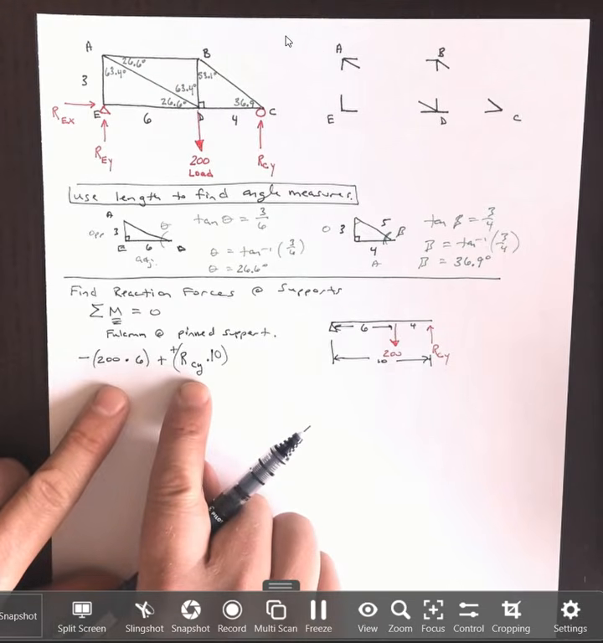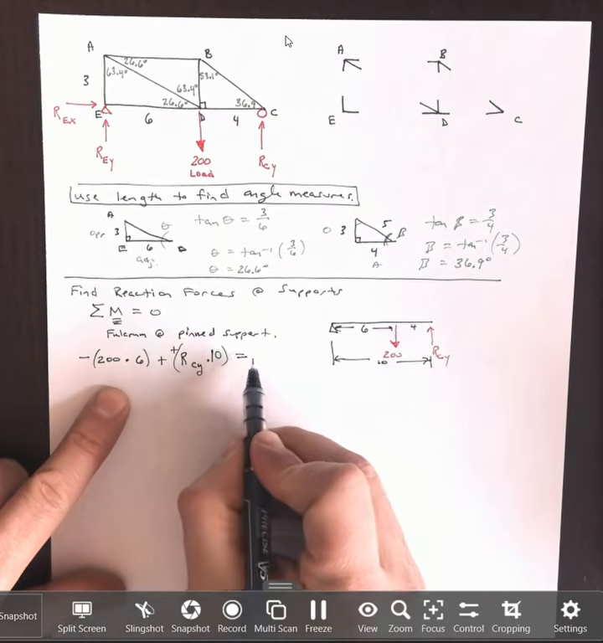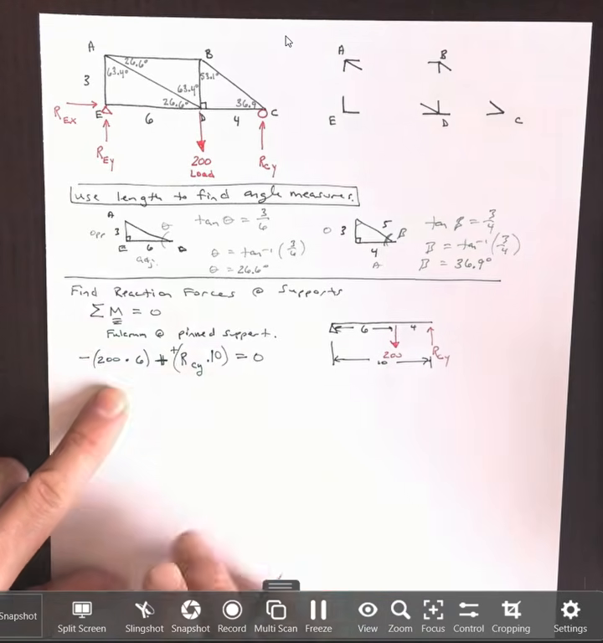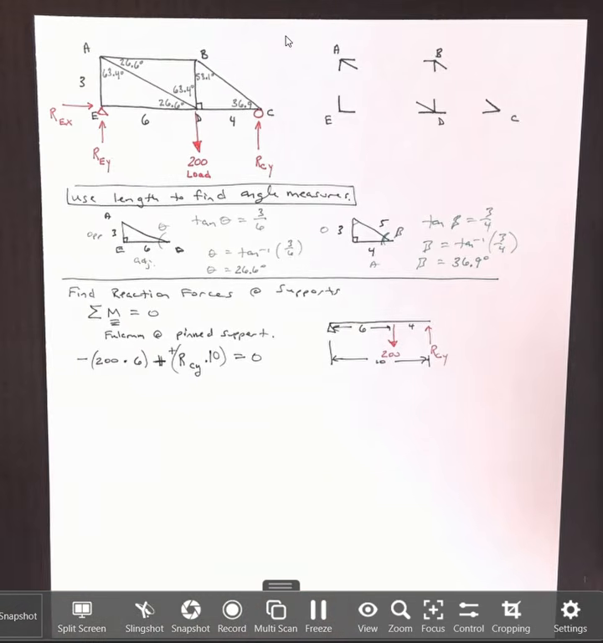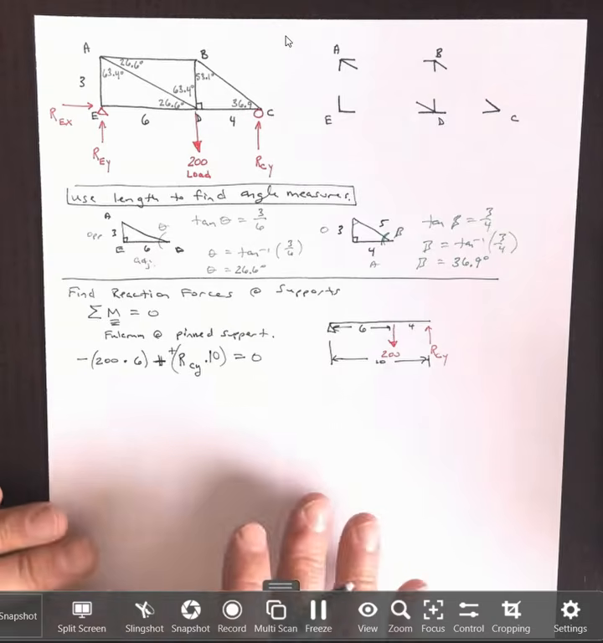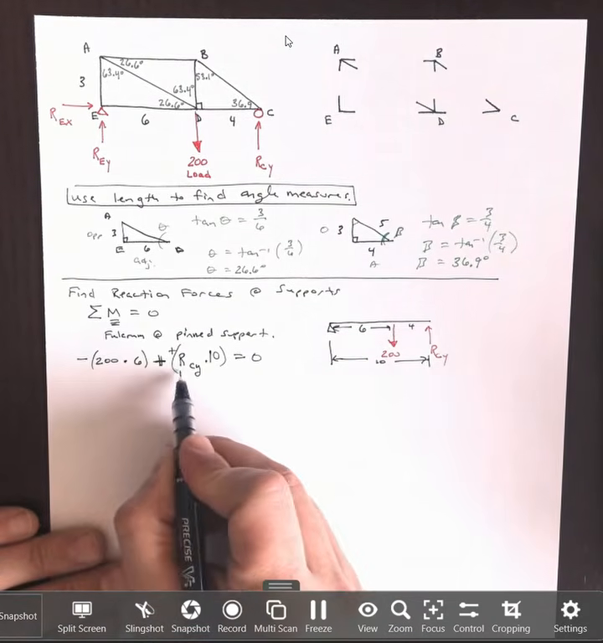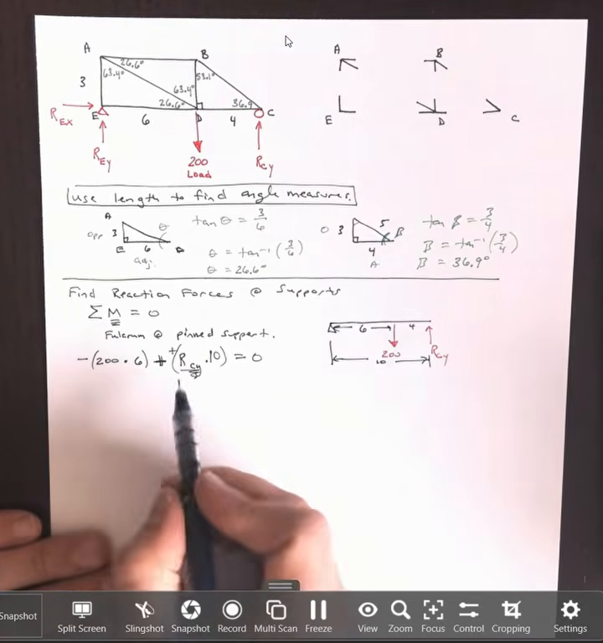So these two moments have to add to equal 0. That's our static equilibrium equation. Why does it have to equal 0? Because we expect our truss to be sitting still, to not be spinning. If it's stationary and not beginning to turn in one direction or the other, then these things have to be balanced. Okay, I have one unknown, so we're going to solve for the unknown.